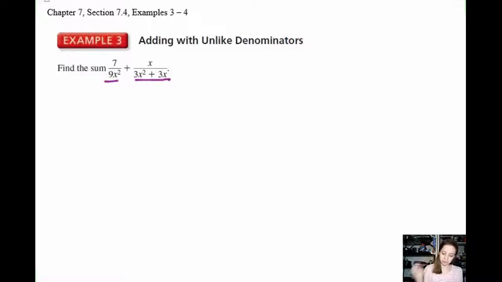So if you remember, we're going to completely factor each term. So we have 9x squared. It's going to be 3 times 3 times x squared. And I'm going to completely factor the second denominator. There's a GCF there, which is 3x. And then we'll have x plus 1.